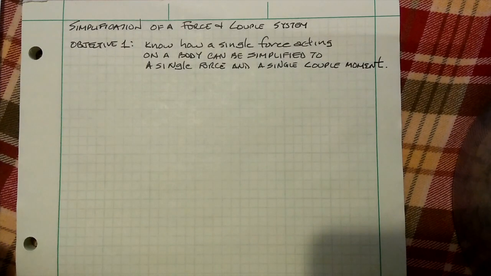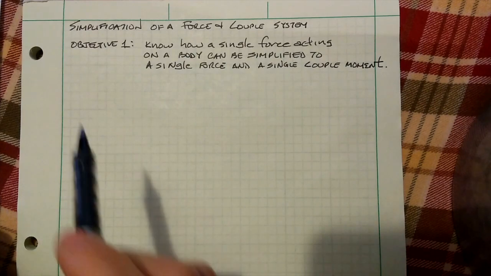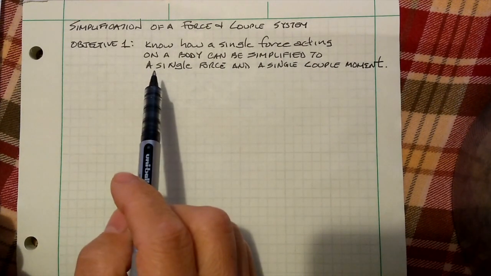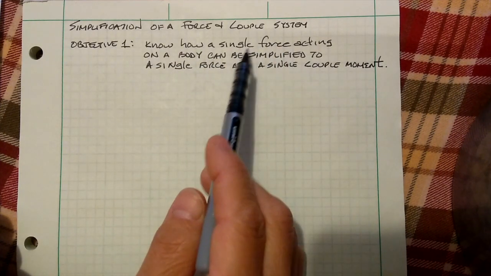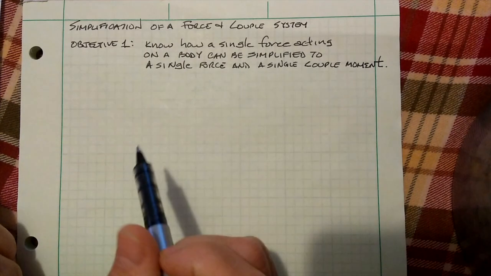This section deals with simplification of a force and couple system. So there are two objectives for this section. The first objective is to know how a single force acting on a body can be simplified to a single force and a couple moment.